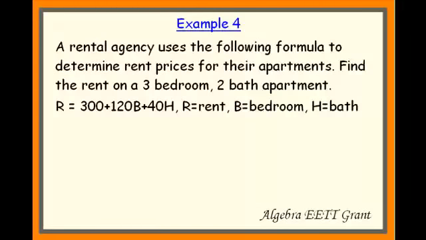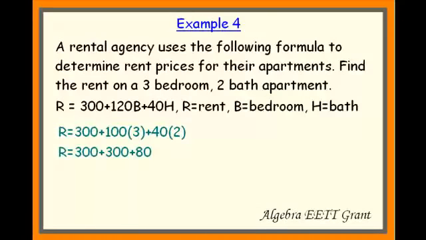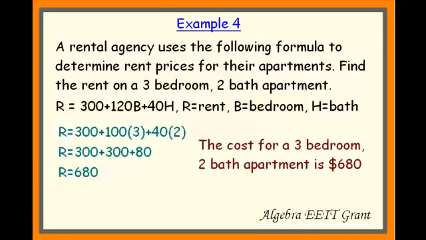So where do we plug our numbers in? Well, in place of B, we're going to put 3. In place of H, we're going to put 2. So use parentheses, and we get R equals 300 plus 100 times 3 plus 40 times 2. So now order of operations tells us to multiply first. So 3 times 100 is 300, and 2 times 40 is 80. Notice I just bring down the 300 because there's nothing multiplied or divided with the 300. Now we can add all of these numbers. So 300 plus 300 plus 80 is a total of $680 would be the rent for a 3-bedroom, 2-bath house.